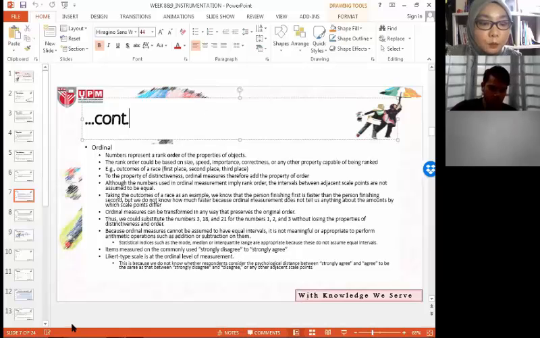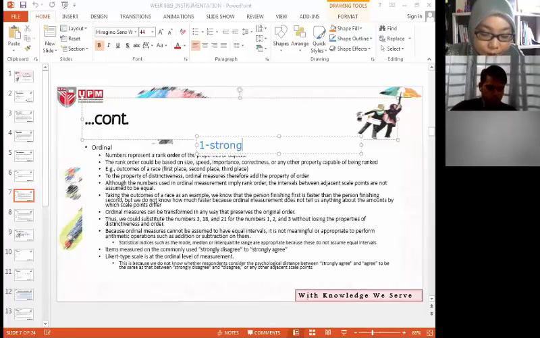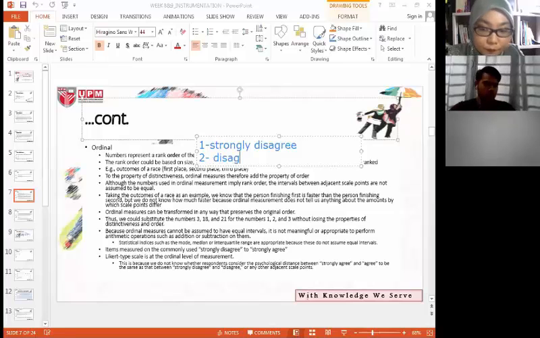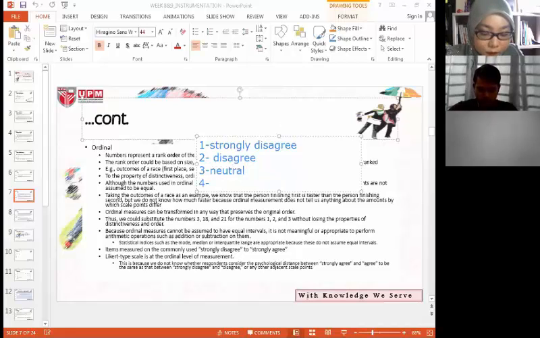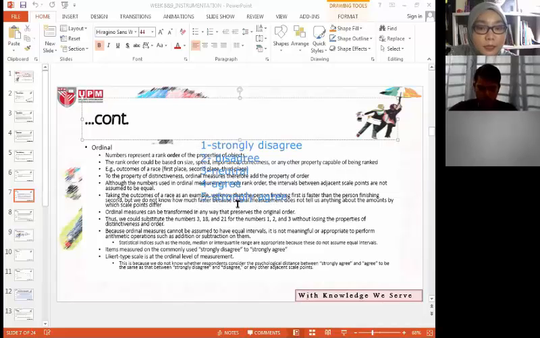And then sometimes our respondent ticks 2. For example, let me show you. 1 represents strongly disagree, 2 represents disagree, 3 represents neutral, 4 represents agree, 5 represents strongly agree. So for example, we have a 5-point Likert scale: strongly disagree, disagree, neutral, agree, and strongly agree. So for example, Pravesh gives an answer.